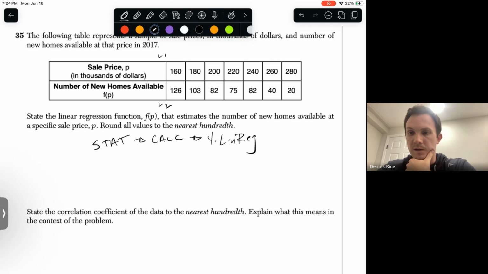How do we know what value is X or Y? I just assume, Matthew, they call it P and F of P, so technically they are. Wait, we're not doing the lin reg one? Yeah, it says right here.